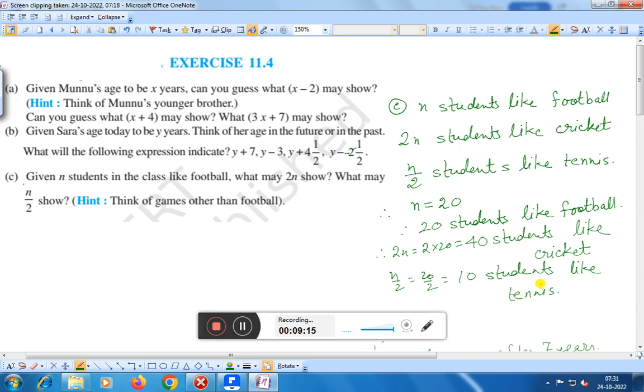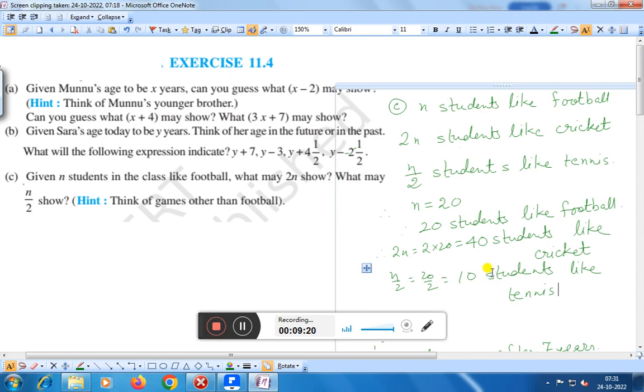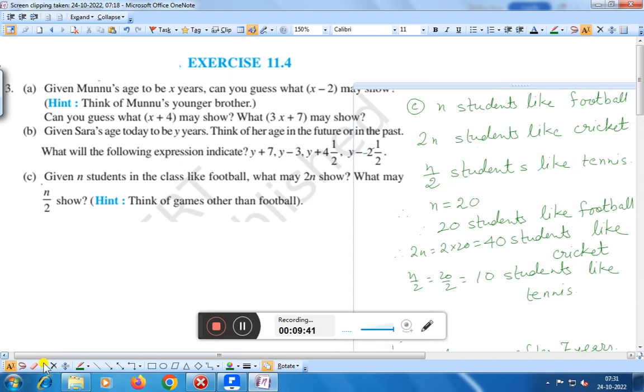Right? Now you remember that since n is a variable, you can take any number. You cannot think of a particular number, but since n is a variable, you can take any number of students. Suppose 10, 20, 30 or 100. If 100 students like football, then 200 students like cricket and 50 students like tennis. This depends on the variable n. Right? This is the solution of exercise 11.4 question number 3C.